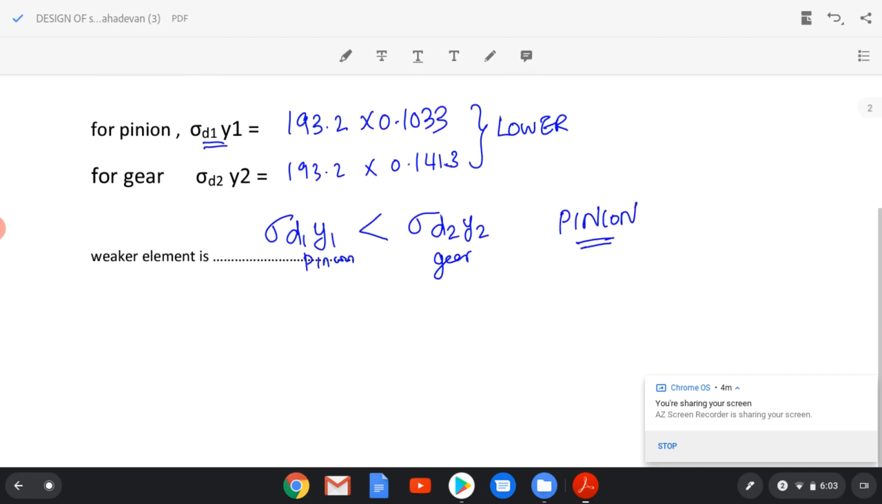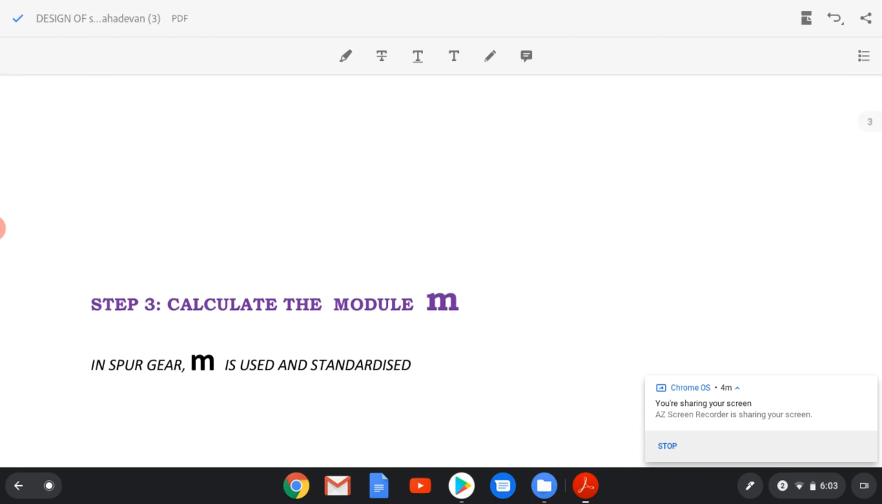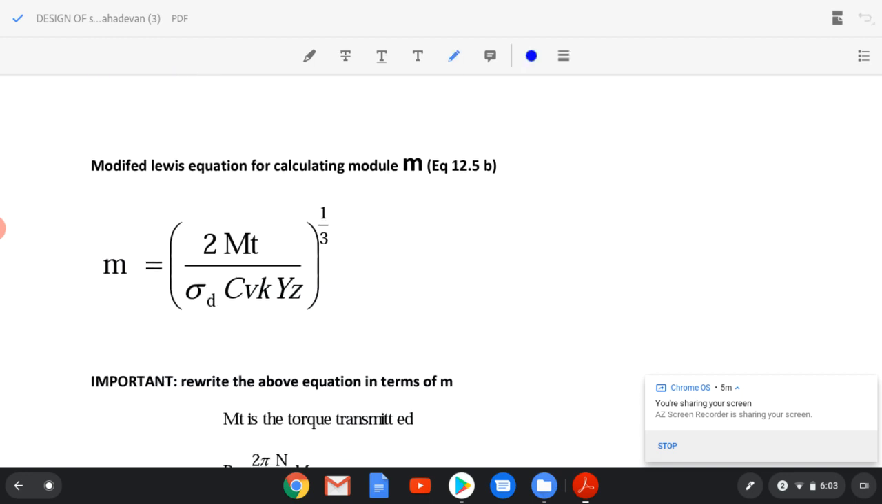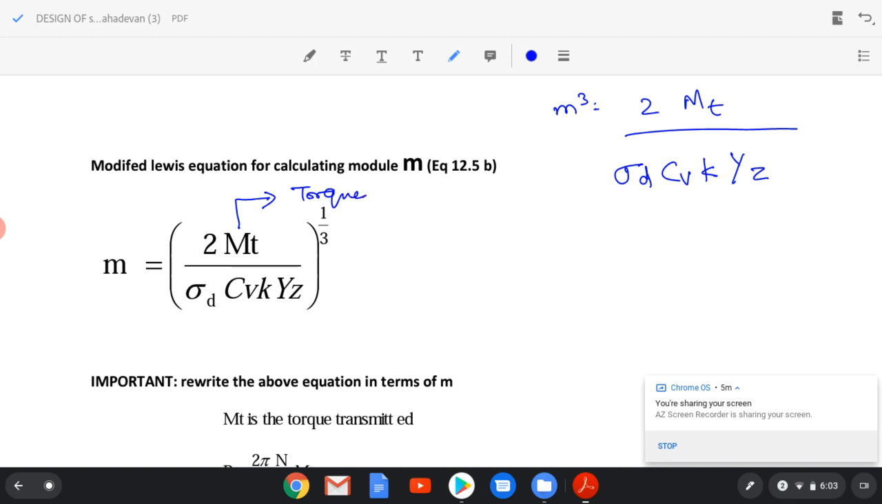Now we are moving to the most important step of this question, that we have to find the module. In a gear set, module will be same for both gears. In order to find the module, we have this equation from equation 12.5b. Be careful for this equation. You can rewrite this equation m cube equal to 2mt by sigma d cv k capital Y Z, where mt stands for the torque, sigma d is the static stress, that is 193.2 Newton per mm square, cv is the velocity factor, then k is given by k equal to b by m, capital Y equal to pi y, z equal to z1, because we are designing the pinion, z1 equal to 18.